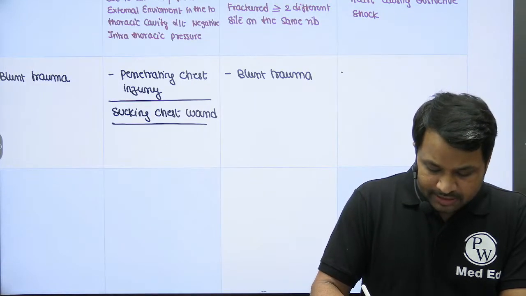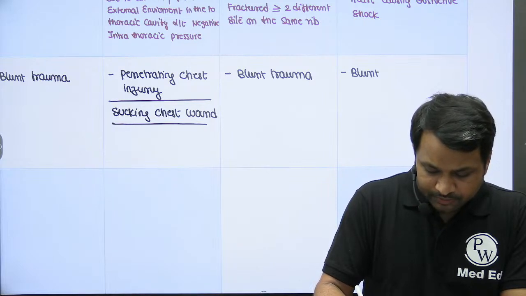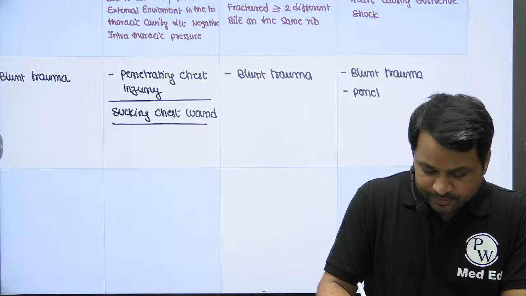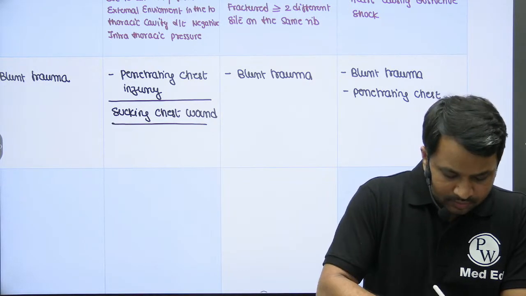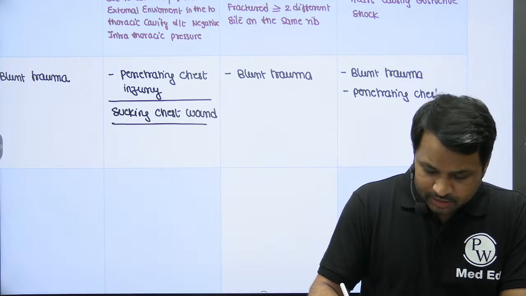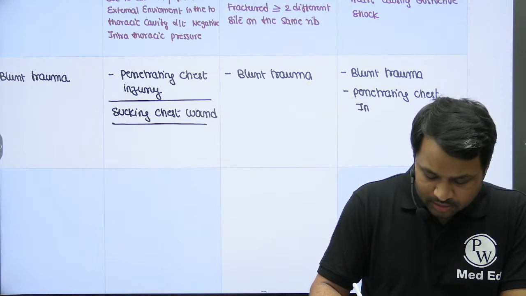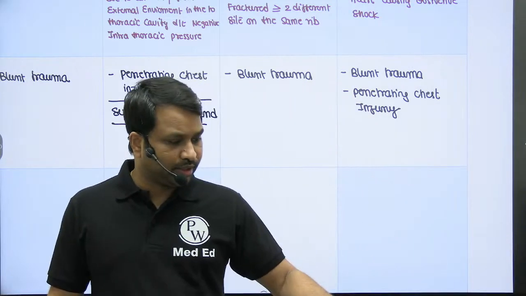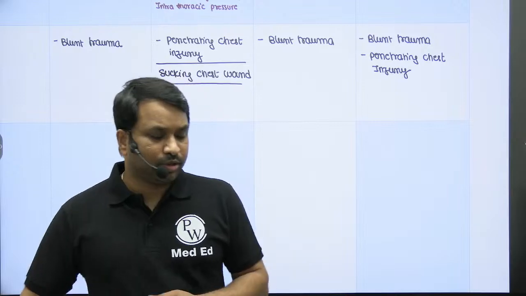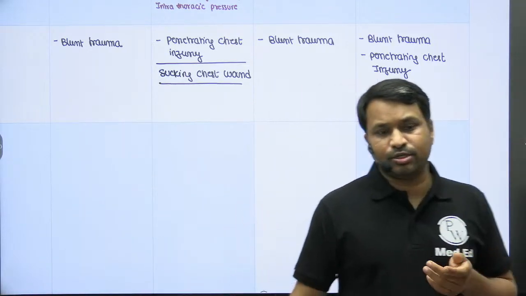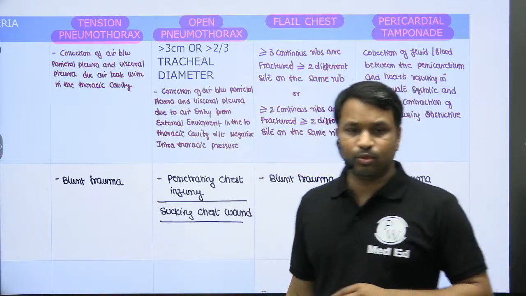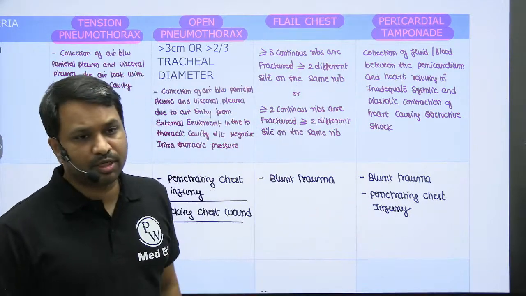Pericardial tamponade can be seen secondary to blunt trauma to thorax. It can also be seen in penetrating chest injuries, right? So you have the blunt trauma to thorax, penetrating chest injuries, blunt trauma again in terms of your flail chest. Pericardial tamponade can be seen in both. It is going to be blunt trauma as well as penetrating chest injuries.